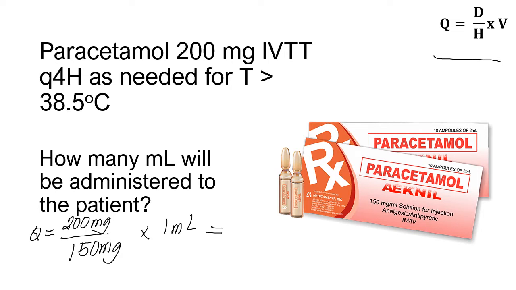If you would pick up your calculators and type 200 milligrams divided by 150 times 1, that should give you an answer of 1.3333. For our purpose here in our setting, you could use 1.3 ml as your final answer.